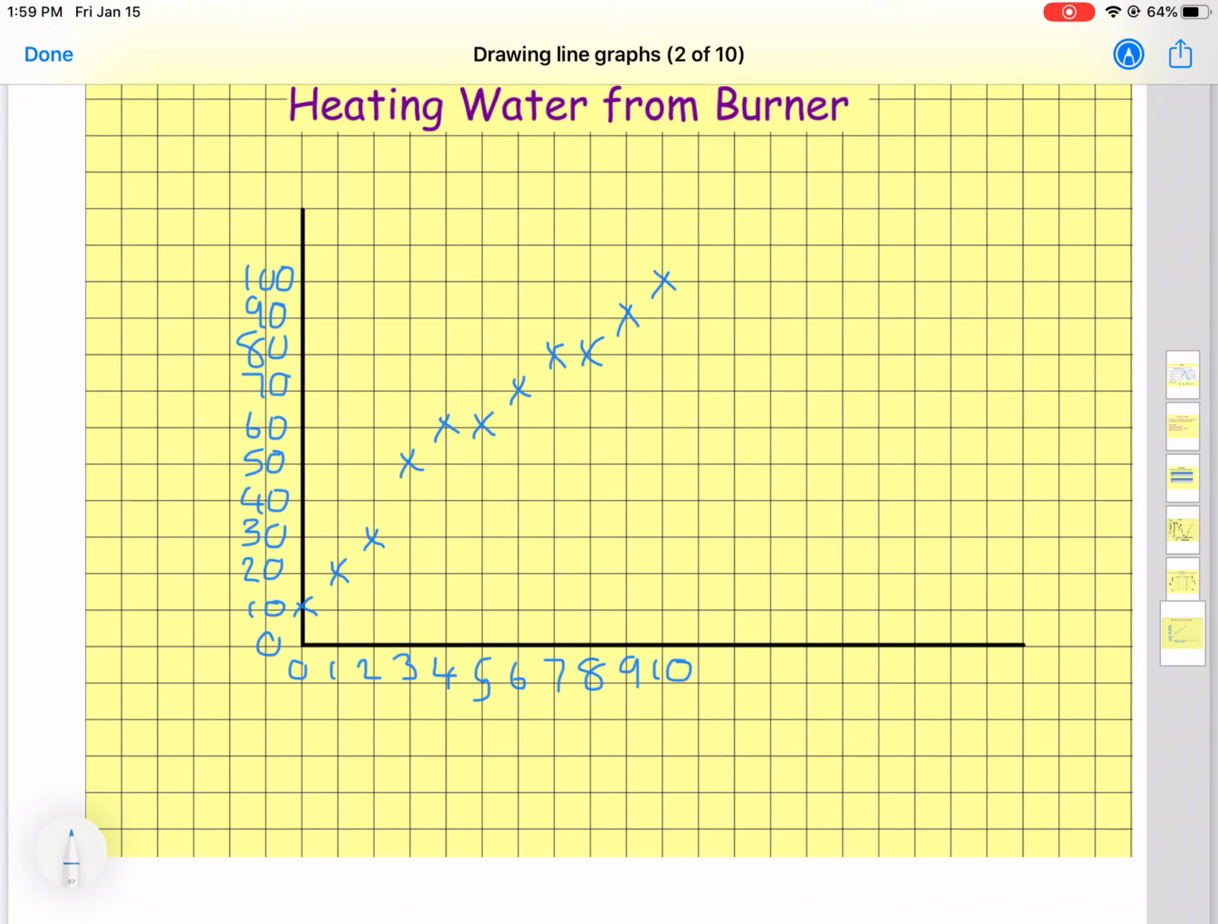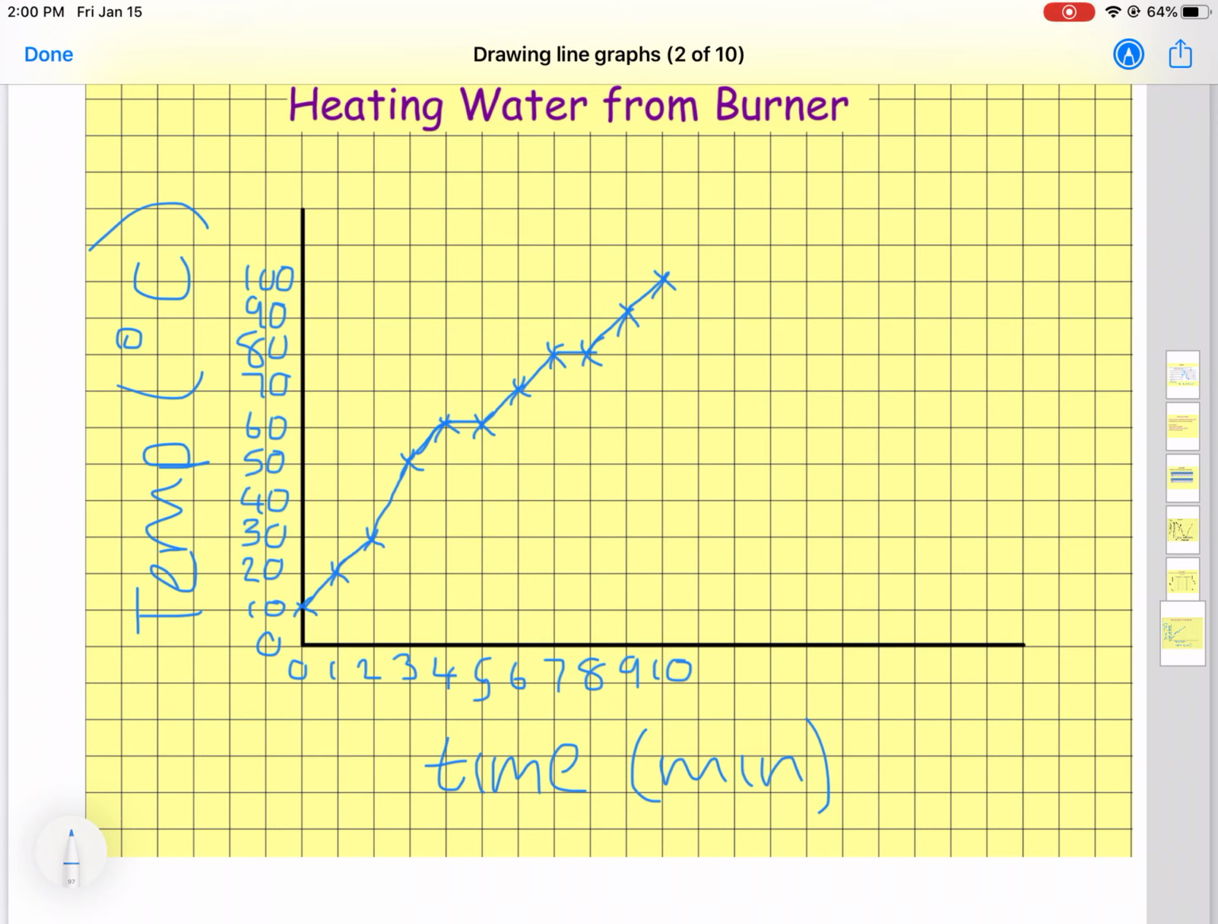So we can join up these then, one after the other. They'll make a nice straight line at some points, and other points will have to come off that line to join them up. Okay, there we are. The only thing left to do here is to put my labels on. So down the bottom we had time, and that was measured in minutes. So put our units on the side as well. And then up the side we had temperature, and that was measured in degrees Celsius.